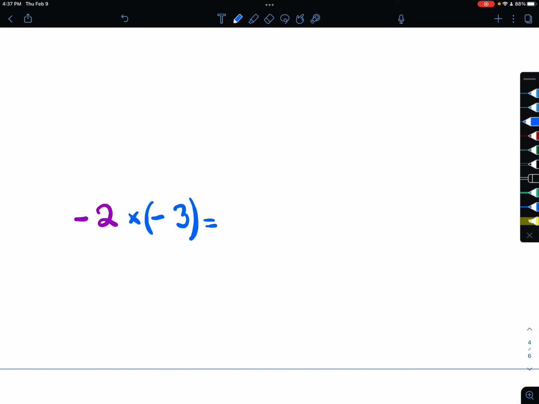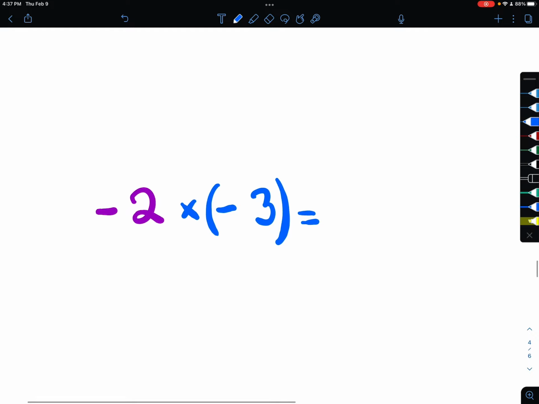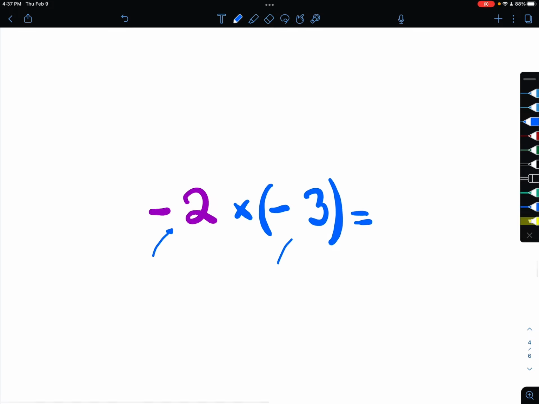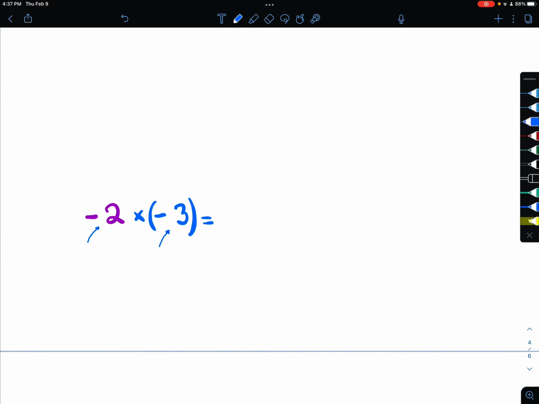Like negative 2 times minus 3. Well, now instead of adding groups, I'm taking away groups. So I'm taking away 2 groups of 3 weights. What's going to happen if I take away weights? Oh, it's going to get lighter, and it's going to go up.